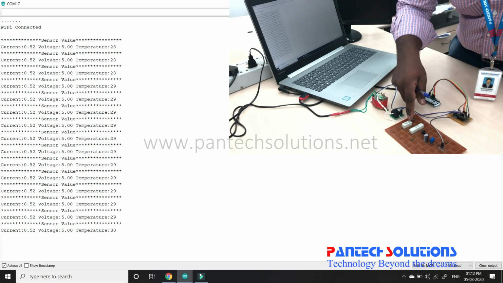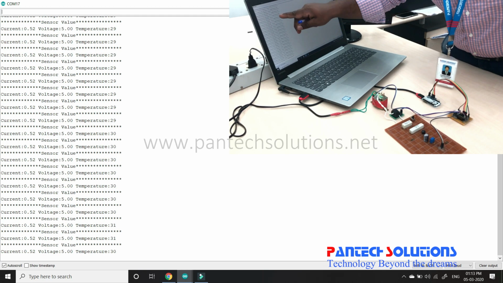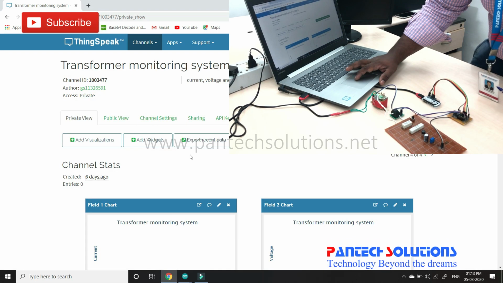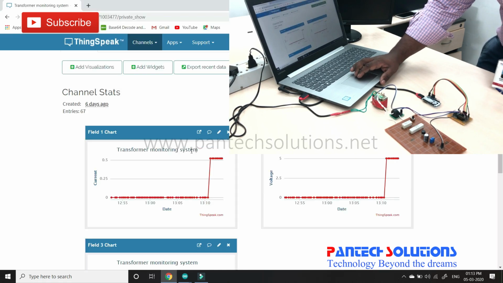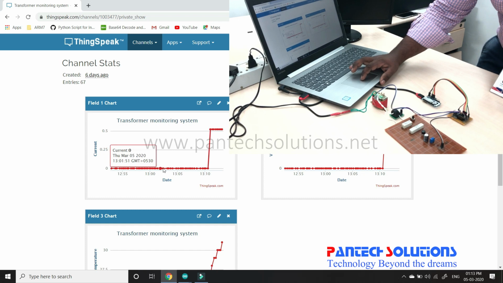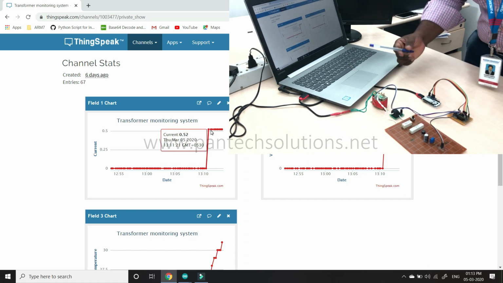Here we connected the 10 ohm load resistor. The normal temperature is 29 because of the room temperature. Now I'm going to show the ThingSpeak value. Before, it was printing 000; when we started to work on this project, it will show 0.5. This is the current rating of the 10 ohm load resistor.